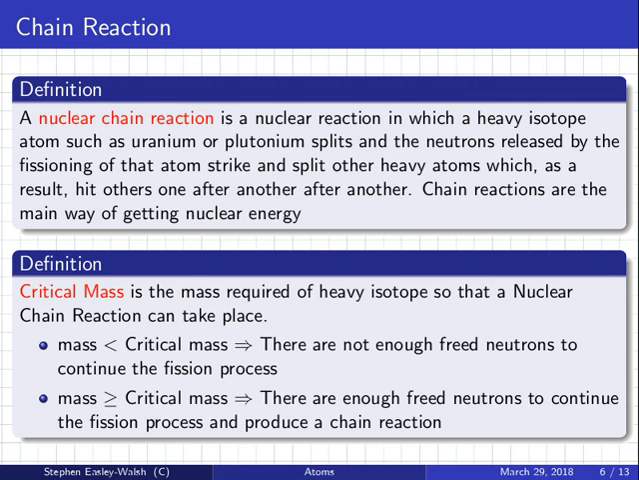Okay? So there's a minimum amount that you need called the critical mass. And if you have enough, you can get this chain reaction. So those nuclear bombs that Kim Jong-un wants to make, you need to make enough uranium, because if you don't have enough uranium, you can't get this process. Okay? So there's a minimum critical mass.